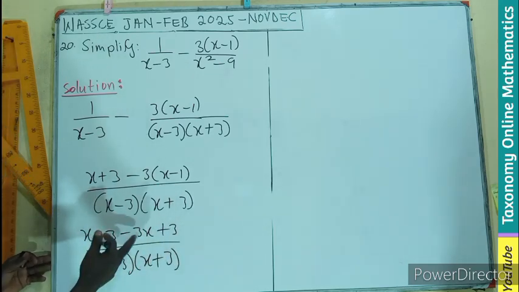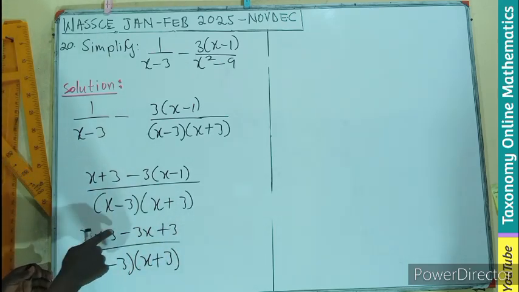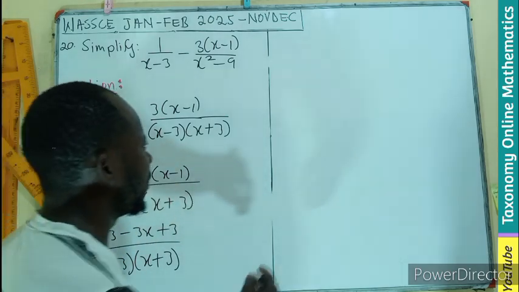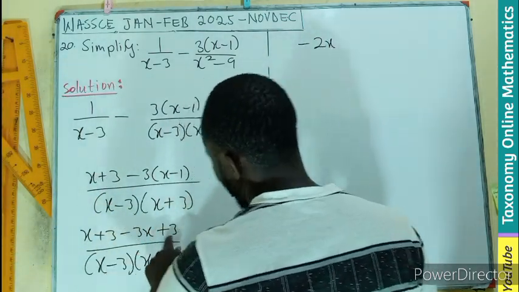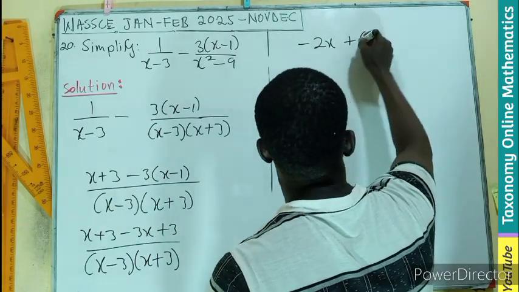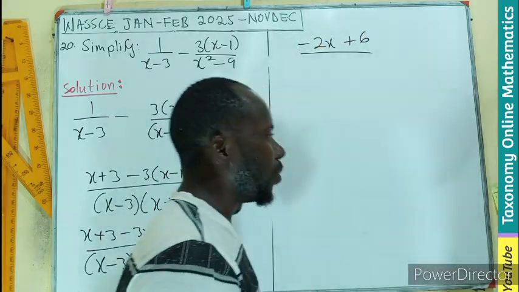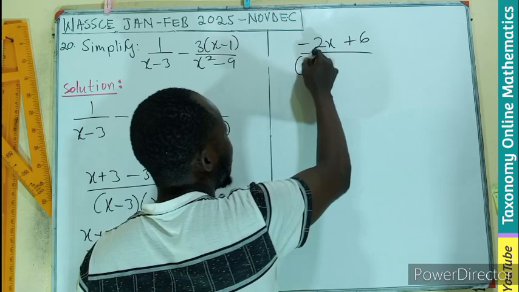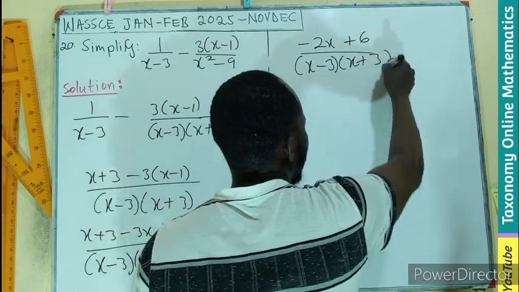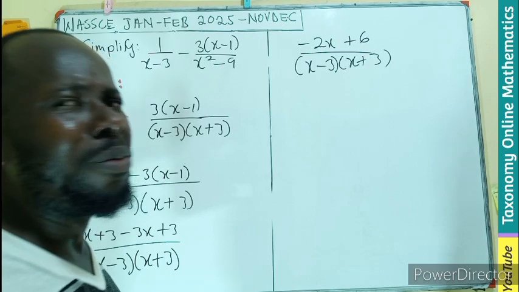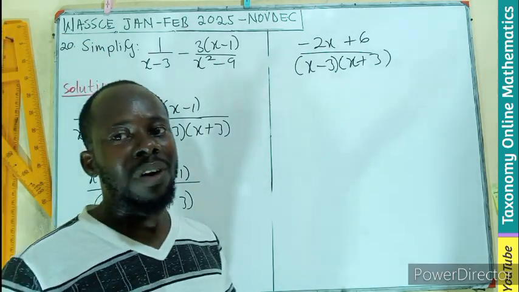3, right? Let's simplify further. This is x minus 3x. That should be giving you minus 2x. 3 plus 3 should give you 6. Maintain your denominators as x minus 3, x plus what? 3. Now, if you look at the numerator, we can still factorize, right?